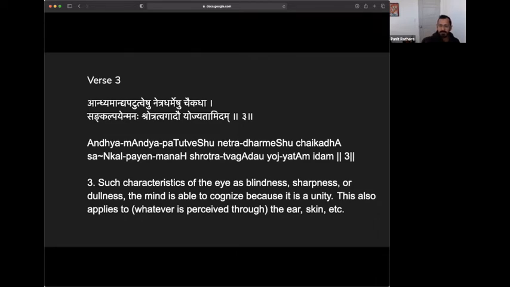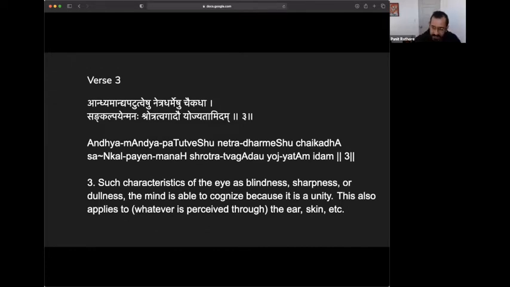Jyotidamidam. So such characteristics of the eye as blindness, sharpness, or dullness, the mind is able to cognize because it is a unity. This also applies to whatever is perceived through the ear, skin, etc.